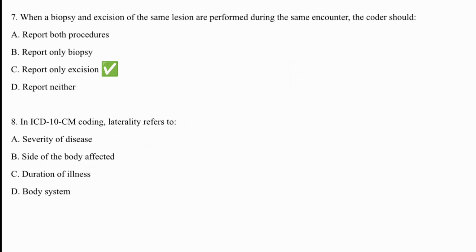In ICD coding, laterality refers to option A, severity of disease, option B, side of the body affected, option C, duration of illness, and option D, body system. This is very easy. The right answer is option B, side of the body affected. Laterality specifies left, right, or bilateral. It improves accuracy. Next question.